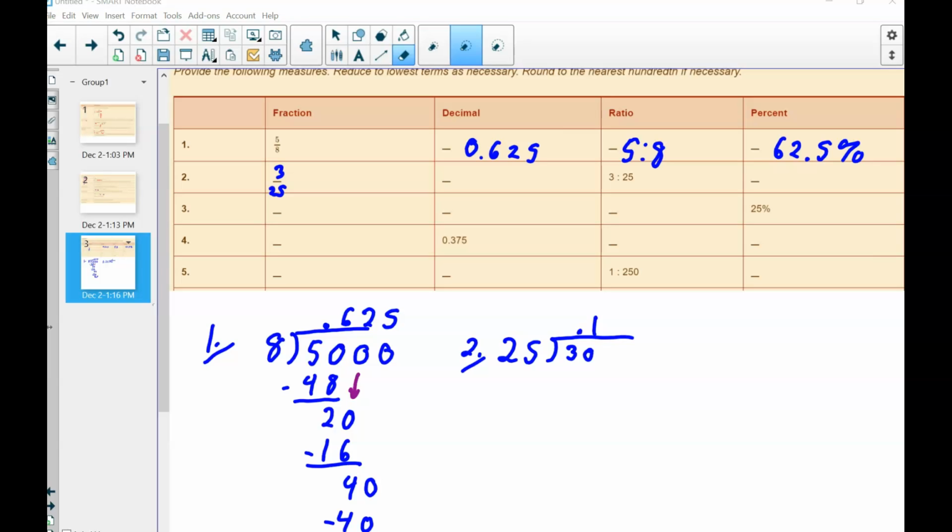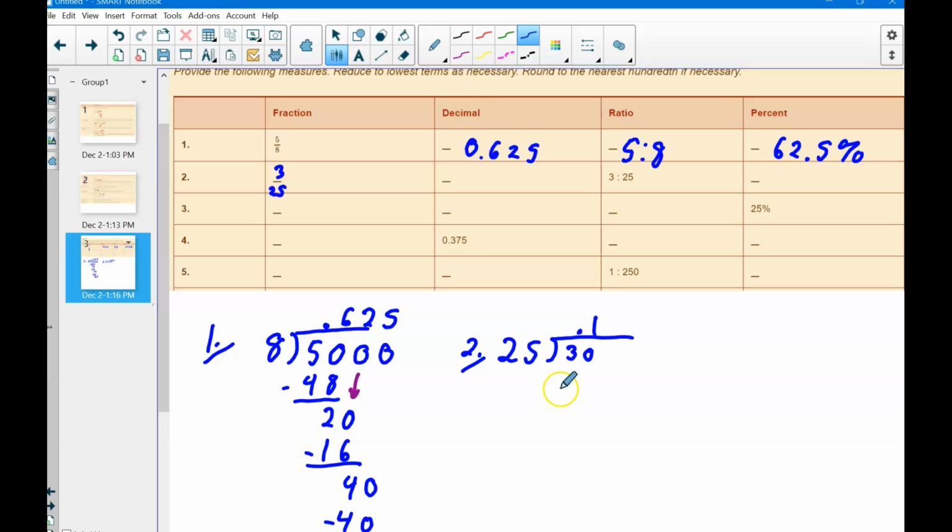So 1 times 25 is 25. Then I subtract 25 from 30, gives us 5. I need another 0. That drops down. 50, and we know that 25 will divide into 50 2 times. Subtracting gives us 0. So as a decimal, it becomes 0.12. And as a percent, multiplying by 100, it becomes 12%.